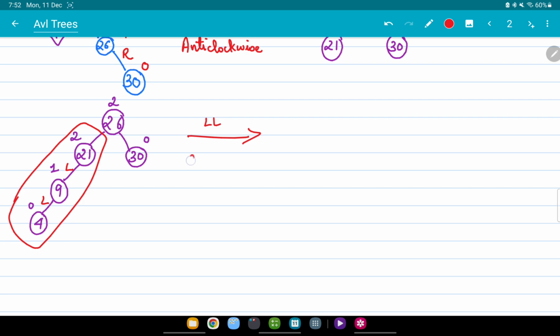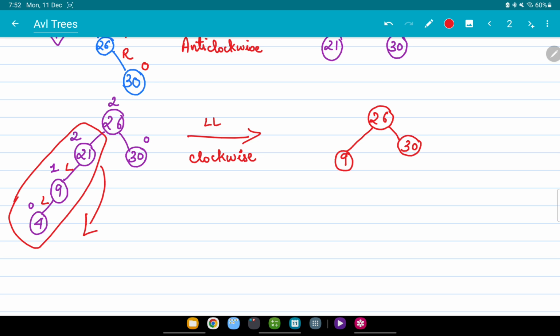In LL rotation, we turn the whole thing in clockwise direction. We have to perform LL rotation and we'll turn this whole thing in clockwise direction. So how am I going to turn it in clockwise direction? When I take this part and turn it like this, see how the tree is going to become. First will be 26, 30 will be attached as it is because I'm not changing anything onto the right side of 26. On the left side, I'm performing a clockwise rotation. So 9 will be coming onto the top.